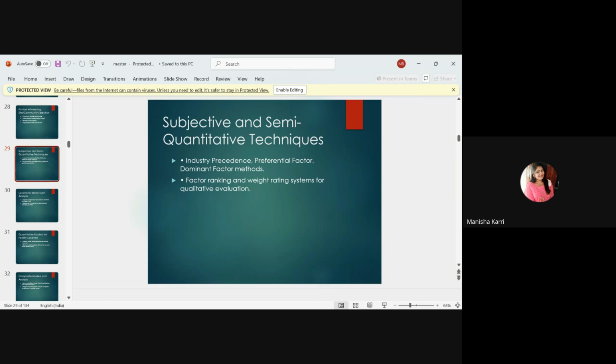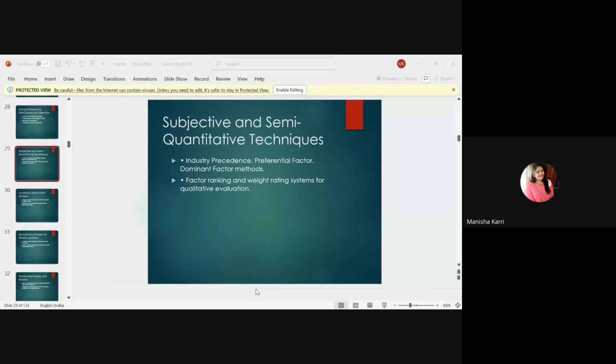Next is factor ranking and weighted ranking systems for qualitative evaluation. This is a semi-quantitative technique that involves giving scores to different factors and weighing them based on their importance. How it works: first, identify the factors. You list all the important factors like cost, labor availability, proximity to markets, etc. Then assign weights, for example on a scale from 1 to 5, to show how important each factor is. Then rate the options, rating each potential option based on how well it meets each factor, for example on a scale from 1 to 10. Finally, calculate the scores by multiplying the rating by the weight for each factor and adding them up for each option. The option with the highest score is often the best choice.